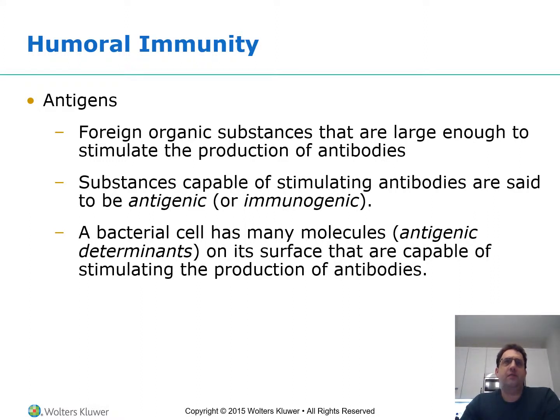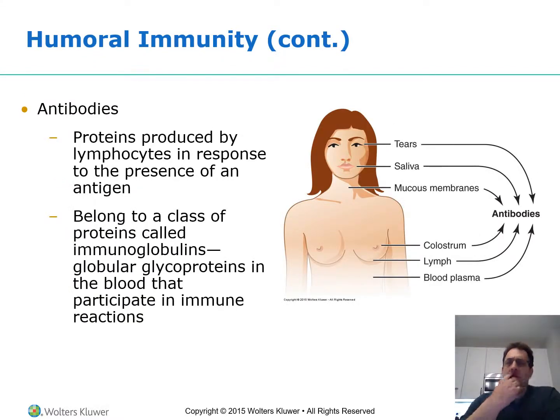Antigens. These are surface proteins that are found on all cells of all living things. There are thousands and thousands of these on every cell, and these are basically large enough things to stimulate the production of antibodies, to create an immune response. So substances capable of stimulating antibodies are considered to be antigenic or immunogenic. Bacteria has many antigens on its surface that can trigger the production of antibodies, so it's very immunogenic.